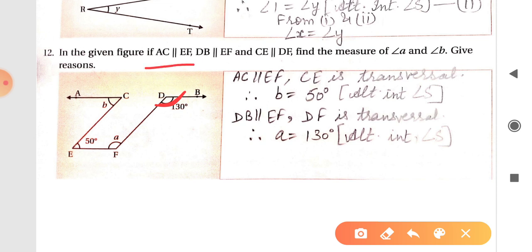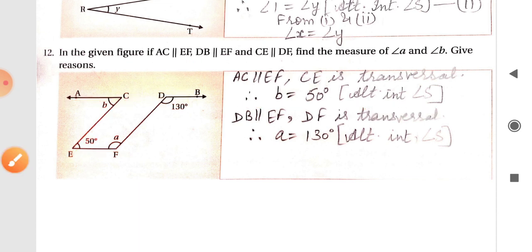First of all, we are given AC is parallel to EF. AC and EF are parallel. So CE is a transversal line because it is intersecting both lines. Then angle B and the 50 degree angle are forming alternate interior angles. So they will be equal because the lines are parallel. Therefore angle B is equal to 50 degrees. In the bracket you will write alternate interior angles. So we have found the value of angle B.